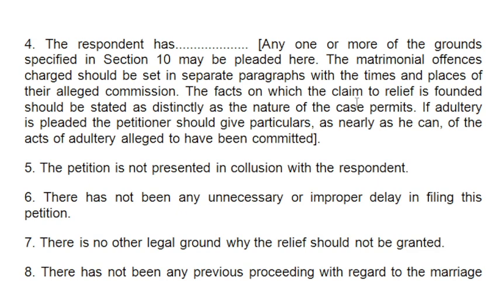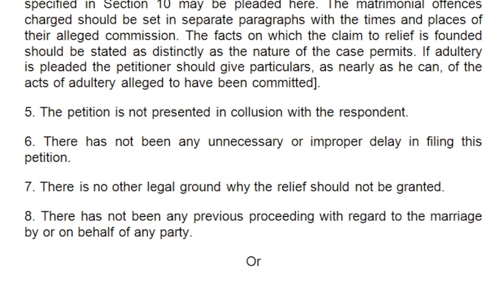Now here you will mention the ground on which you are asking for judicial separation. If you are asking for judicial separation, then there must be a ground, so you have to mention the ground. If there is any offense, suppose cruelty is a ground, you have to mention that as well. If adultery has been committed, you have to mention that as well. You have to mention everything in a separate paragraph.